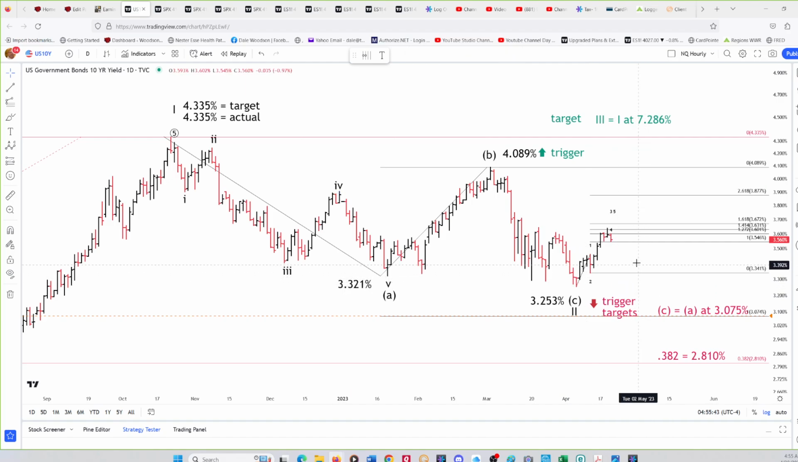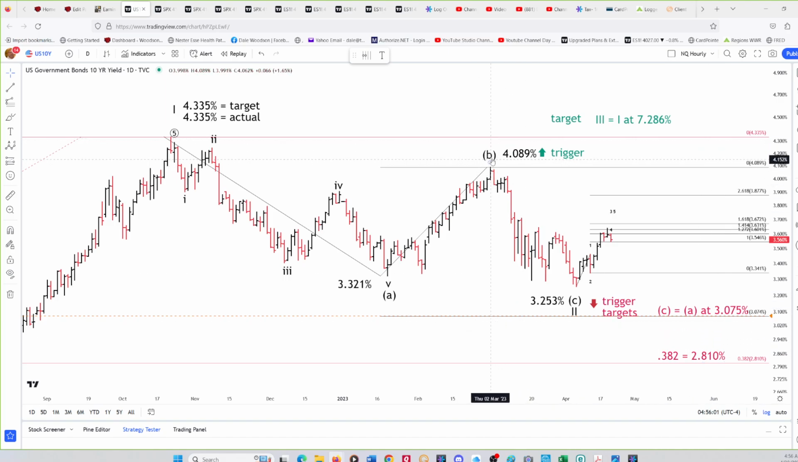Before we do, though, I wanted to let you guys know we have a trigger here below this C wave low. It brings these targets into play: C equals A at 3.075 and the 382 of the entire advance at 2.810%.